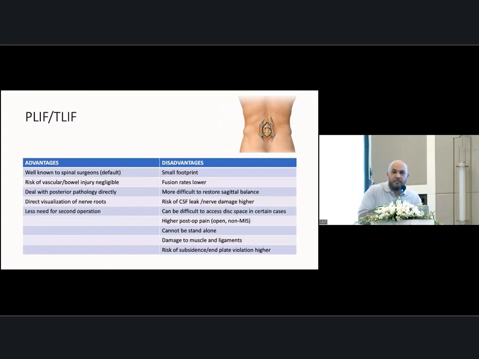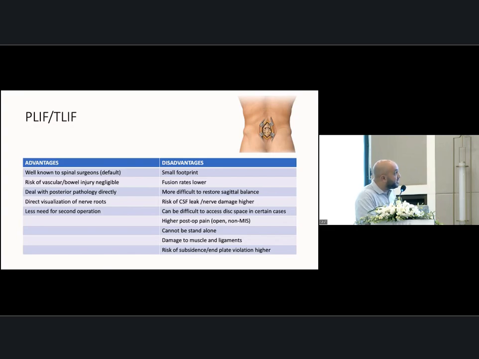Posterior, this is like the most used technique around the world by far. It's the gold standard. And it's got advantages. So it's well known. So that's the advantage. Most of us are taught this. The risk of vascular injury or bowel injury is almost none. You can deal with direct pathology. So when you've got big facet joints and things squashing the canal, or the nerve roots are squashed in the foramen, you can deal with that directly, and you can see the nerves decompress directly. So lots of good reasons. I won't go through all of them.